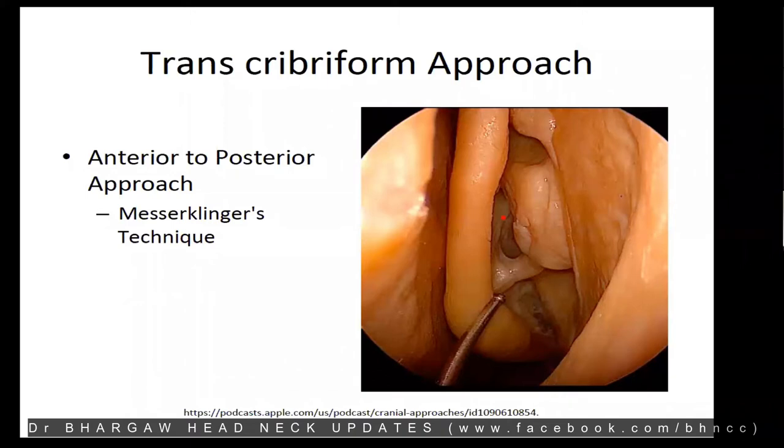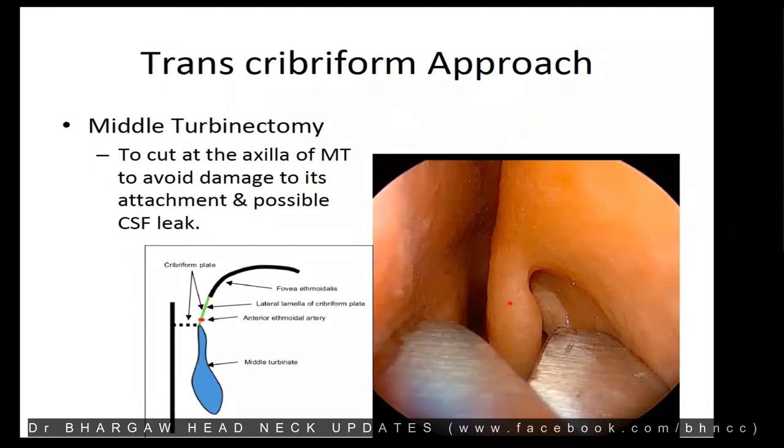Here you would be doing the anterior to posterior approach, the classic Messerklinger's technique. One of the steps in this transcribriform approach is to do a middle turbinectomy. As you see in this picture, the middle turbinate superiorly is attached to the cribriform plate. So while doing the turbinectomy, you should not go flush with the attachment, in which case you will encounter a CSF leak up front, and it makes your surgery that much more difficult. That's why it's essential to do the turbinectomy at the axilla, so that you can go ahead with your surgery uninterrupted. That is one point you need to understand.